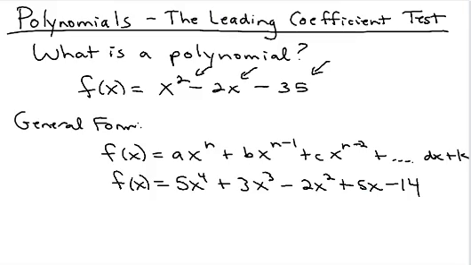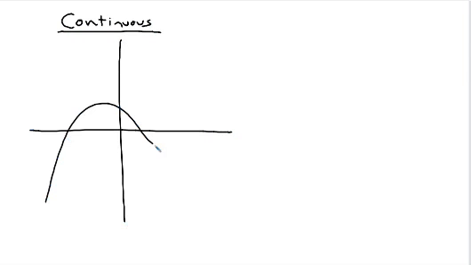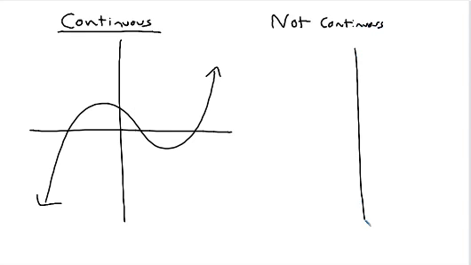All right? Now, let's see what we're going to do with this today. We're going to talk some about whether a polynomial is continuous or not. If a polynomial is continuous, it does not have any breaks. There are no splits or cuts in it. If it is not continuous, it's probably going to be a piecewise function.